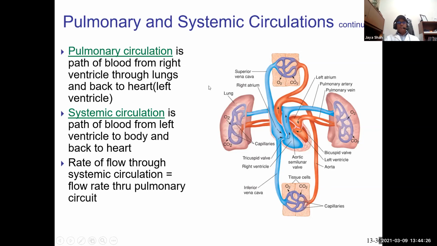Pulmonary circulation is the path of blood from the right ventricle through the lungs and back to the heart, left atrium. Systemic circulation is the path of blood from the left ventricle to the body and back to the heart. Because the left ventricle pumps blood with more force, in real heart dissection, in animals or human hearts, this wall is way thicker than the right ventricle. This diagram does not show it.